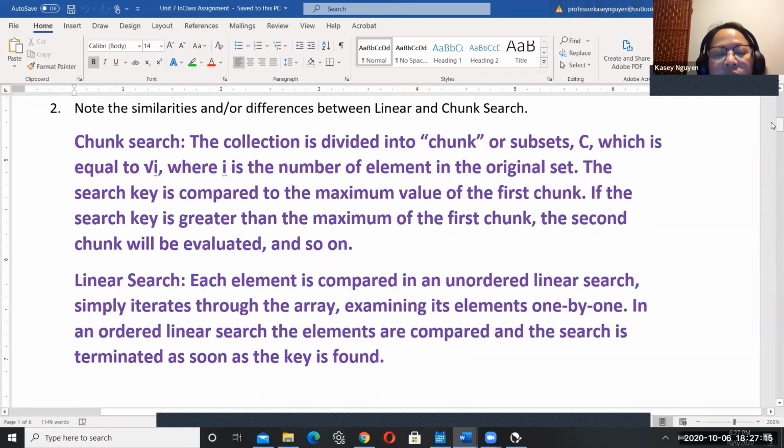With the linear search, if we're looking at the unordered linear, it iterates through the entire array, or it iterates through the array one by one. With an unordered linear search, the elements are compared and it terminates as soon as the element is found. So it needs to find a midpoint, compare the element, and then it's still going to evaluate every following element from the half point. Then it's going to terminate as soon as it's found. If it doesn't find it, it has to go to the end. Okay.